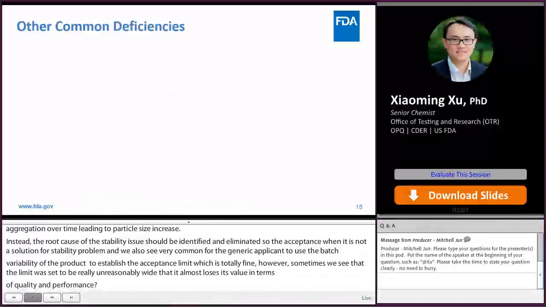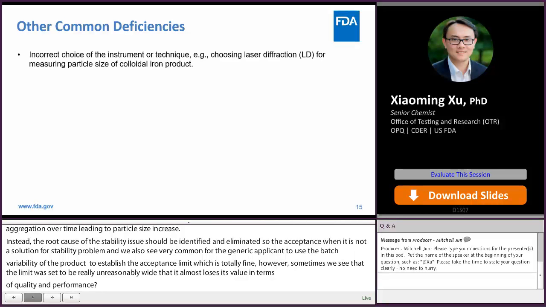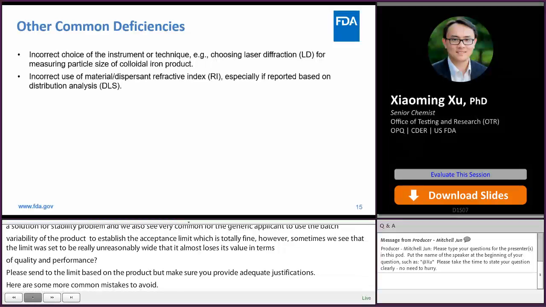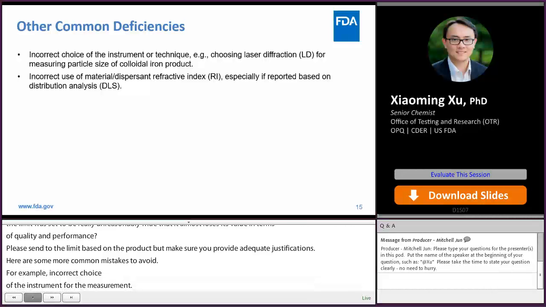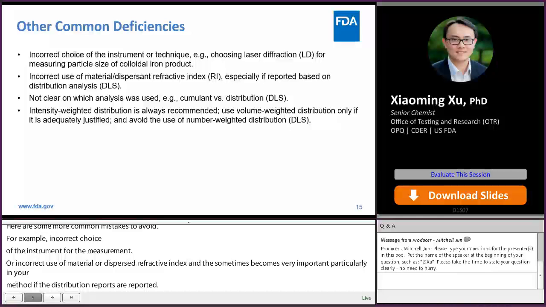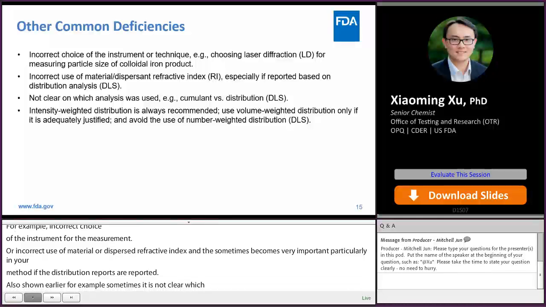Here are some more common mistakes to avoid. For example, incorrect choice of the instrument for the measurement, or incorrect use of material or dispersion refractive index. And this sometimes becomes very important, particularly in a DLS method, if the distribution results are reported. Also, as shown earlier, sometimes it's not clear which analysis was used, whether it's cumulant or distribution. And in general, it is recommended that you use intensity-weighted results if necessary, and avoid the use of volume-weighted values, and certainly do not report number-weighted results.